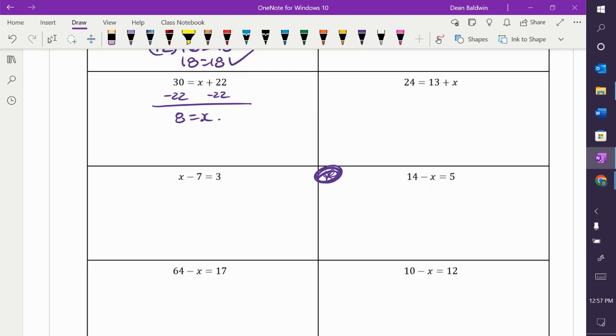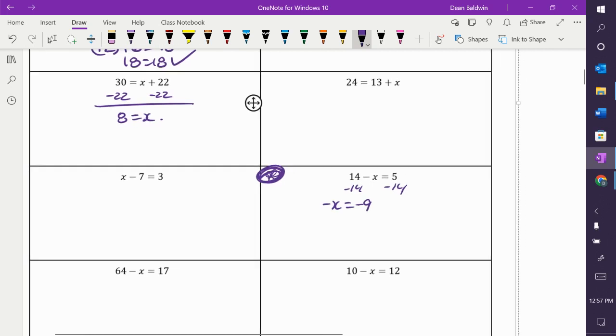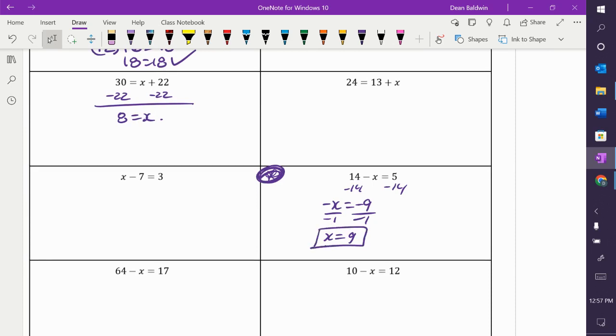So the first way to do it is to go minus 14, minus 14, and you get negative x is equal to -9. And then because I don't want negative x, you divide the -1 off, or multiply it, however you want to look at it, and you get x is equal to 9.